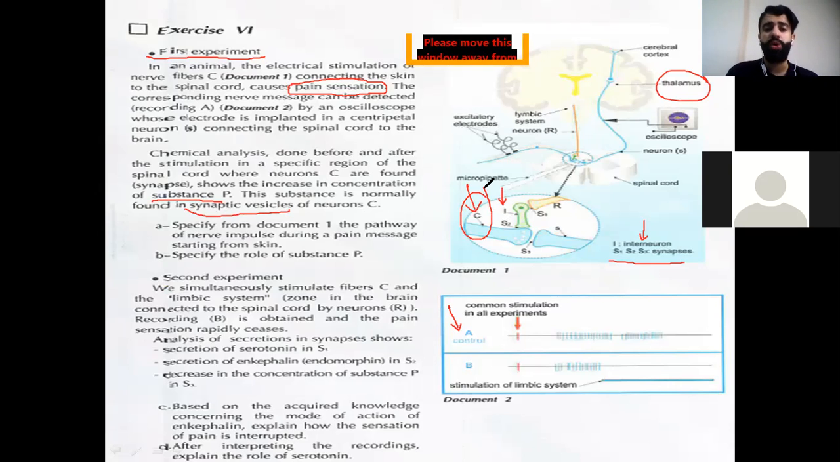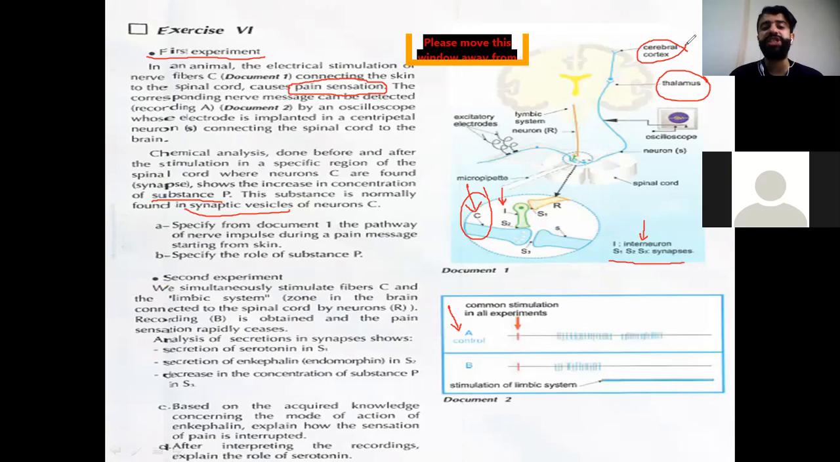Part A, what did you want? Part A, they asked you to do what? They ask you to determine the pathway of the nerve impulse during a pain message, starting from the skin, moving toward what? Toward the brain for sure. So first it's going to move to the skin, then to the spinal cord, then it's going to move to the parts of the brain, which are the cerebral cortex, and finally it will move to the thalamus as well. So the cerebral cortex and the thalamus are parts of the human brain.